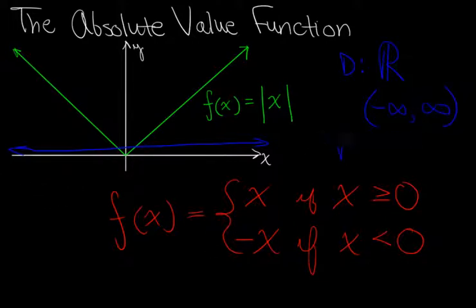And the range, it ends at 0 and goes infinitely up, and it touches 0, so we have to include 0 to infinity. So domain, range, and the piecewise defined formula for the absolute value function, along with the shorter notation for the absolute value function. So this video has literally been all about the absolute value function.